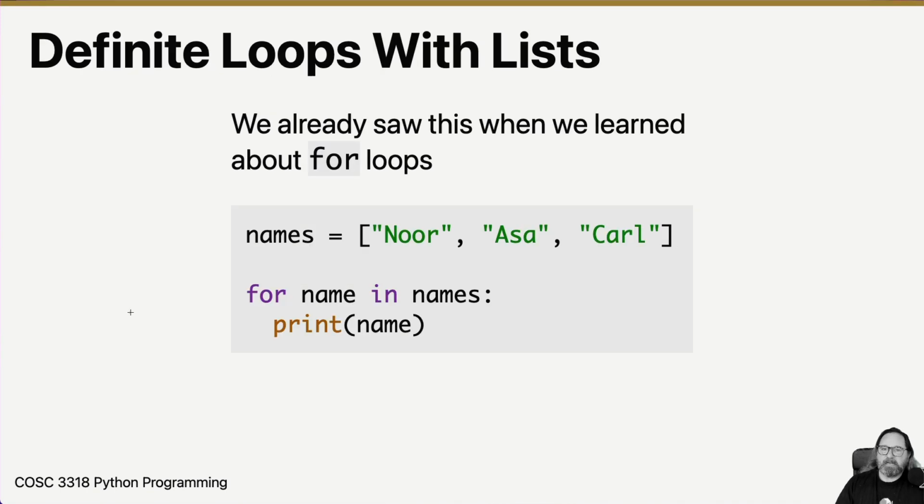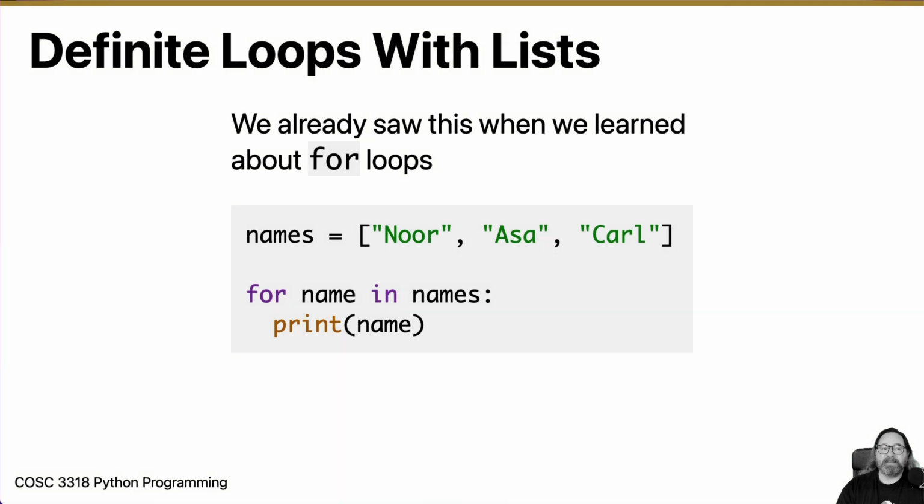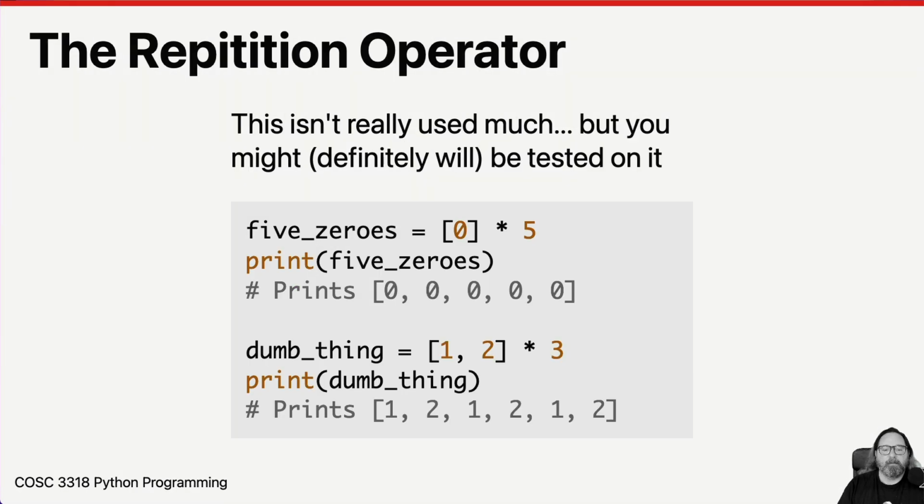We already saw this in our for loop section. So this is how we can loop over lists. Every loop of a list is a definite loop because lists are finite, which means that it will definitely end. In this case, it prints out the names Nor, and then Asa, and then Carl. So it prints those out in order. Go back and watch the lecture on for loops if you want more details about how that works.